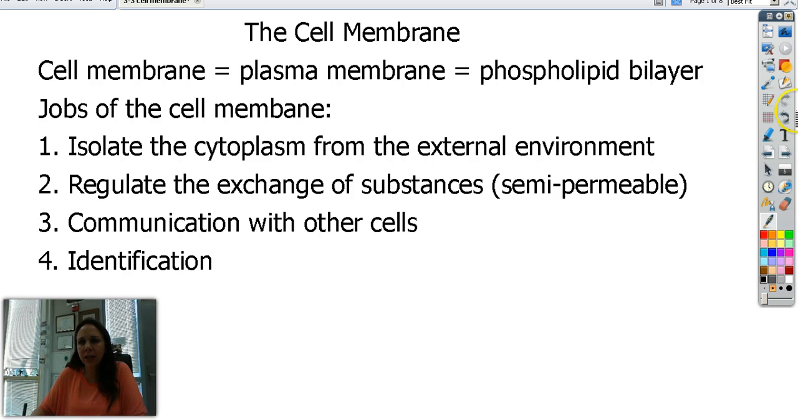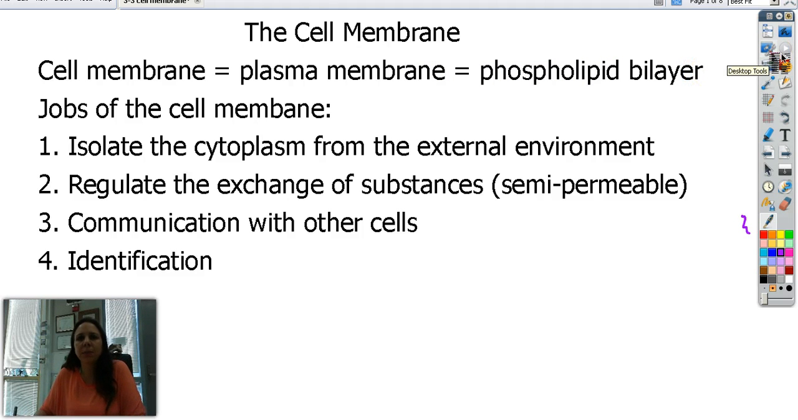So the cell membrane has lots of different names depending on who you ask. So let's start with one of the first ones, or at least how we're used to it, is the cell membrane. It's also referred to as the plasma membrane. It's also referred to as the phospholipid bilayer, and we'll get into why that is in just a minute.